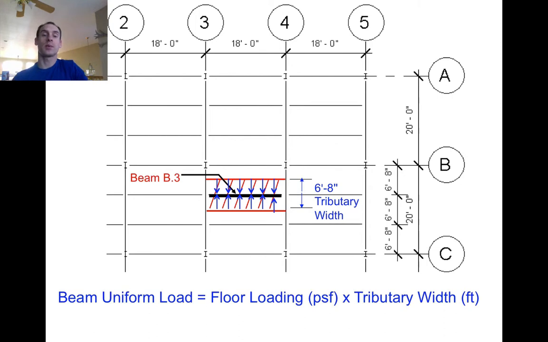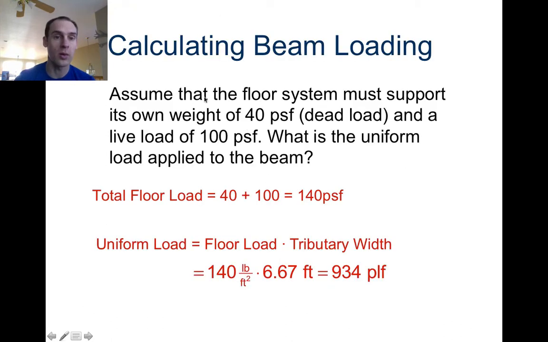When designing beams, we're typically interested in the uniform load along this beam. So we need to know how much load is applied to each foot on this beam. To do that, we need to know the tributary width and the floor loading in pounds per square foot. And so we have a system like this.